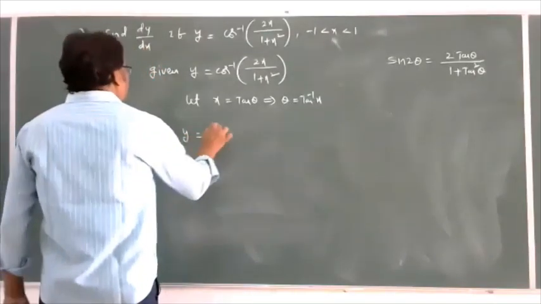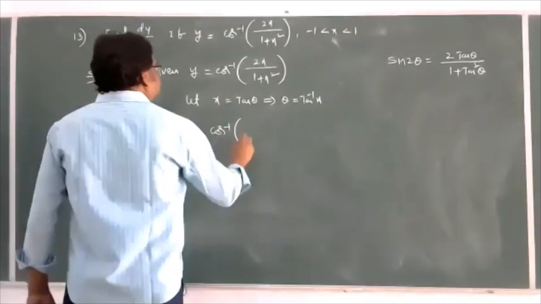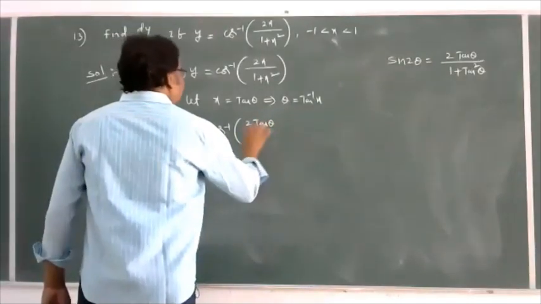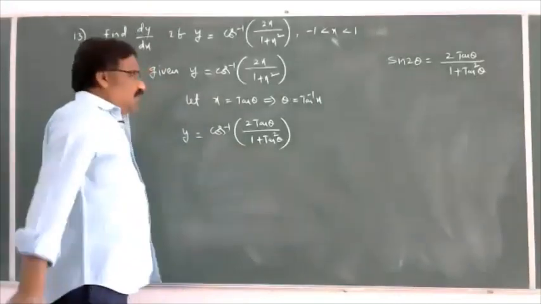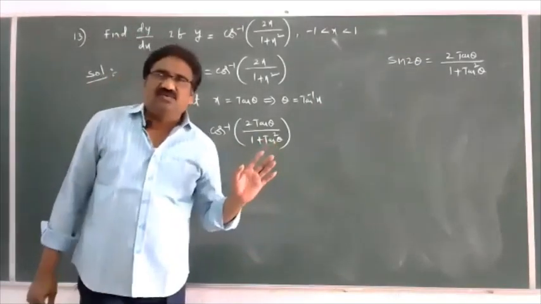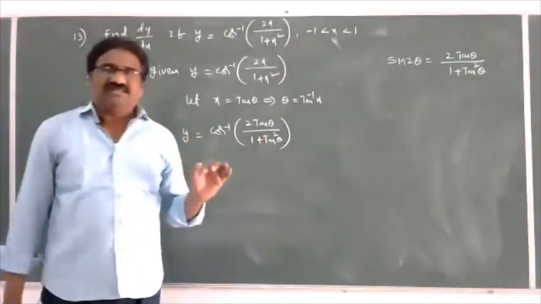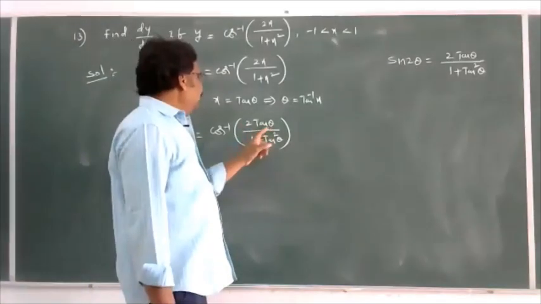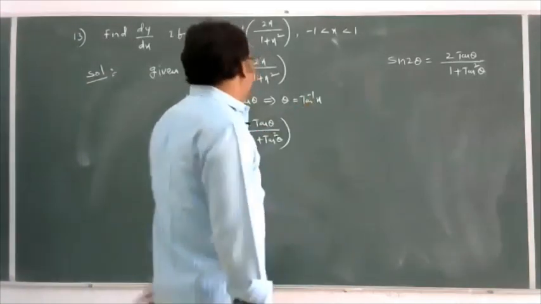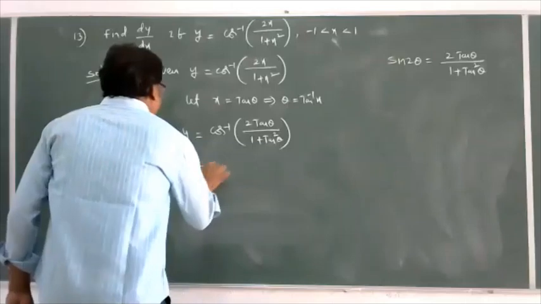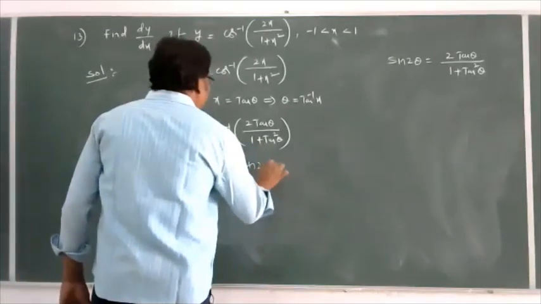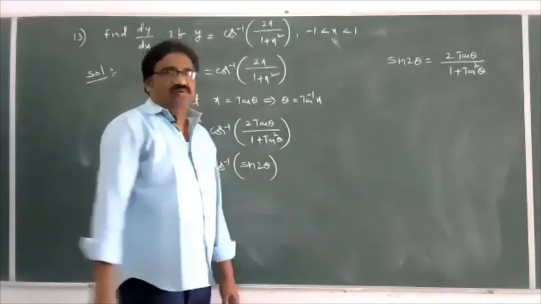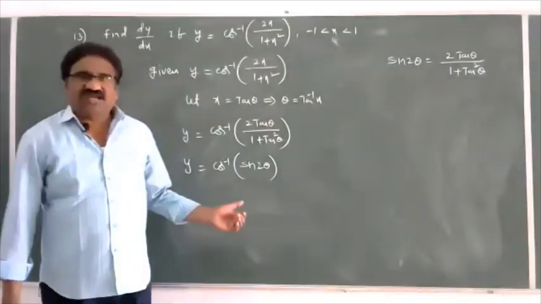Y is equal to cos inverse of 2 tan theta by 1 plus tan square theta. This 2 tan theta by 1 plus tan square theta is sine 2 theta. So y is equal to cos inverse of sine 2 theta.